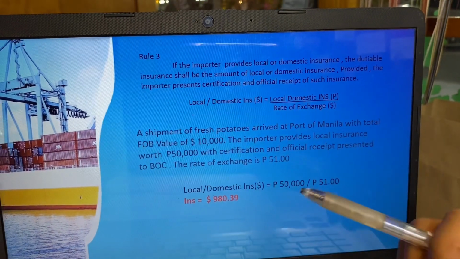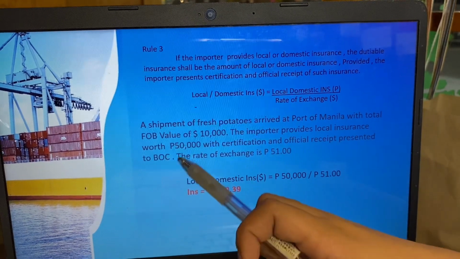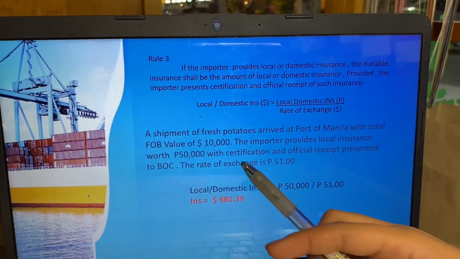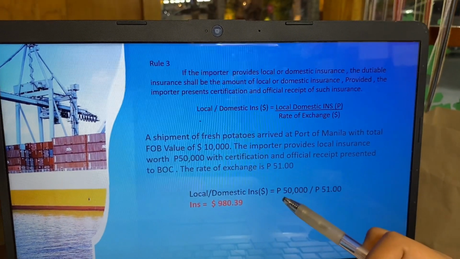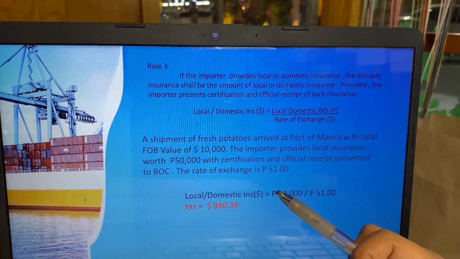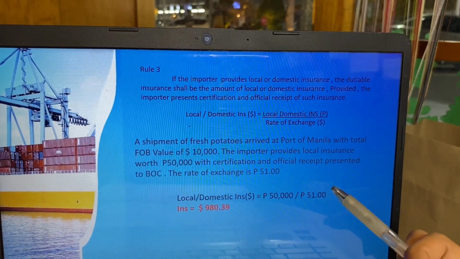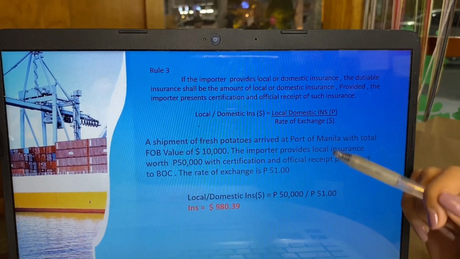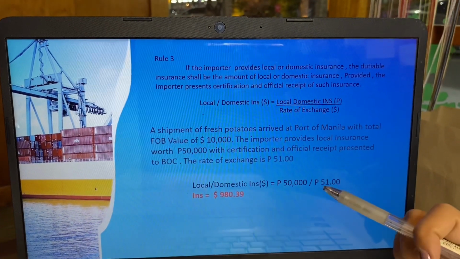So in this situation, ang importer ni provide siya local insurance na 50,000 o ni provide po siya certification o na-present niya sa BOC. So that would be 50,000 peso. You need to divide this one with 51 peso. Kanang 51 peso man. Need man na to makuha ang US dollar. And then during ang rate of exchange ano kay 51 man. So mo na ito divide.